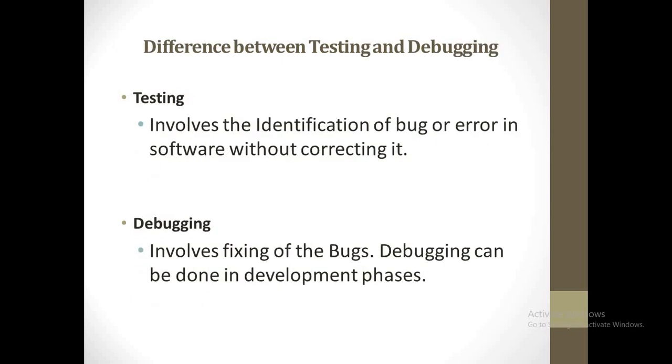So what is the difference between testing and debugging? Testing involves some group of people and is the identification of some bug or error. Without correcting it, we try to identify the bug, and debugging is correcting those errors, whatever has happened. So this is the difference between testing and debugging.